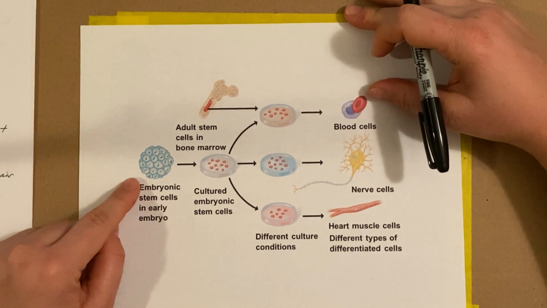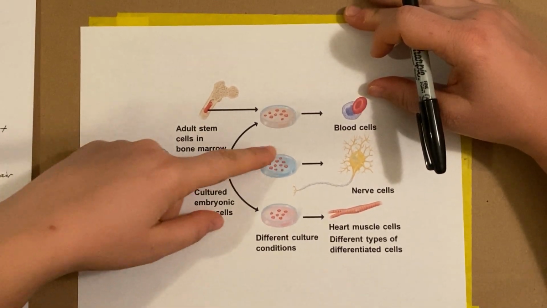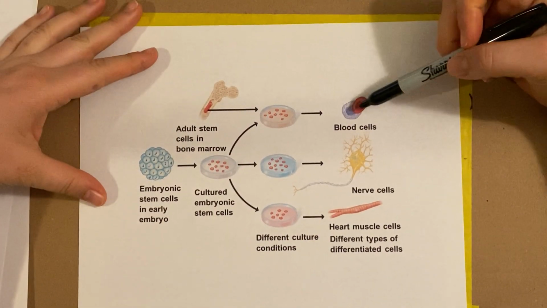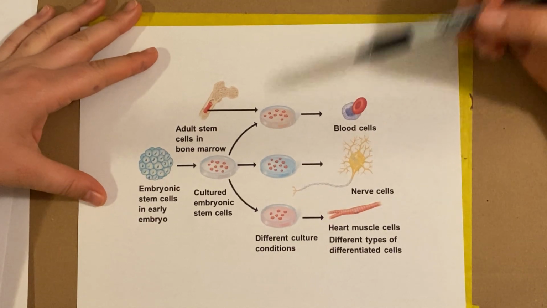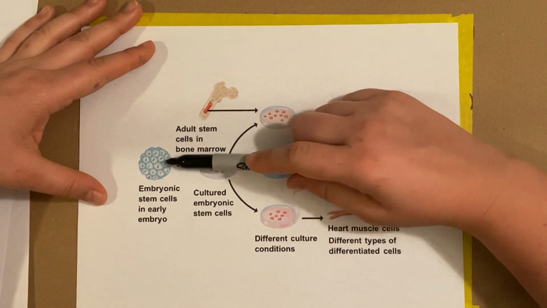So if you have embryonic stem cells, so that you would take this from an early embryo, you can culture those embryonic stem cells and basically then produce all different types of cells. Okay, so you can make blood cells, nerve cells, heart muscle, they can turn into anything. However, again, these are controversial.